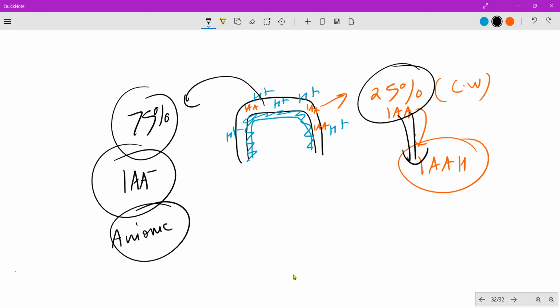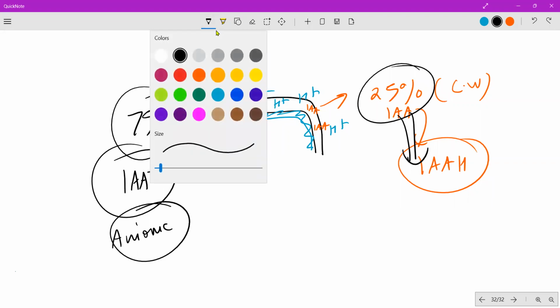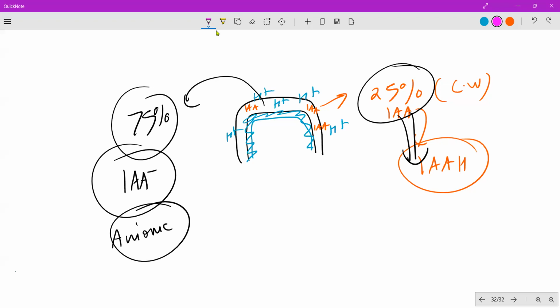So the question is, ये जो protonated form है, कौन सी है? IAAH. This is the protonated form. This protonated form has no charge. This has no charge and it can easily pass through the plasma membrane. It can pass through the plasma membrane down the gradient. It can pass through the plasma membrane simply by passive transport. This is a passive transport.